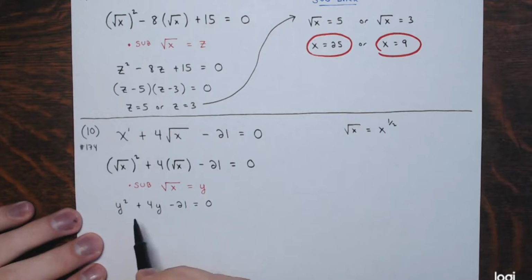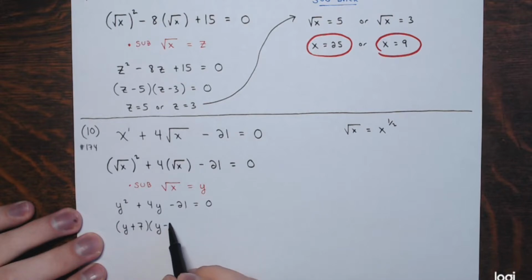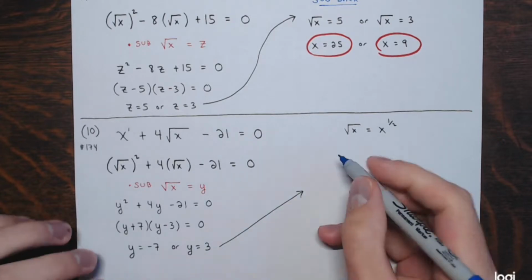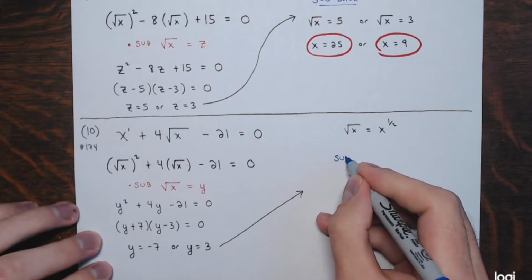And this is factorable again. This is y plus 7 times y minus 3. So my solutions for y are y equals negative 7 or y equals positive 3. Now we're going to sub back. I want to solve for the original variable x.